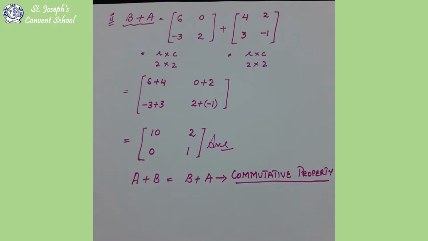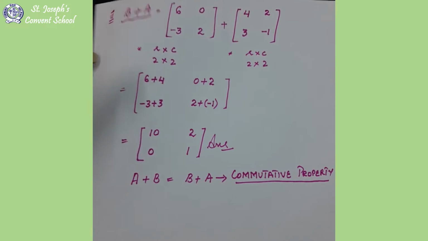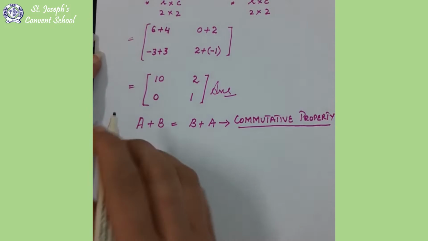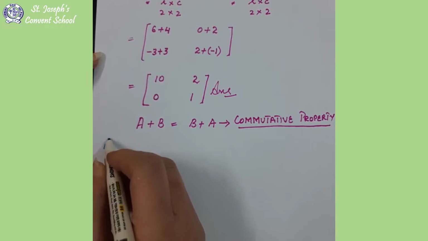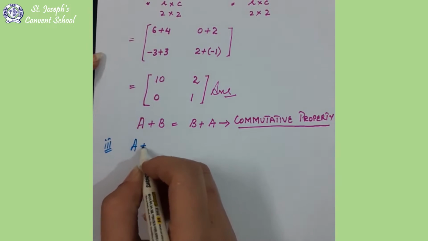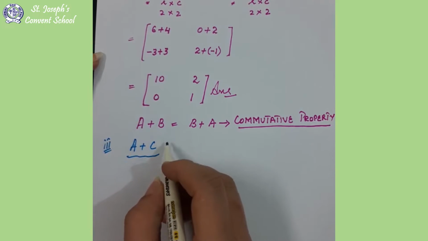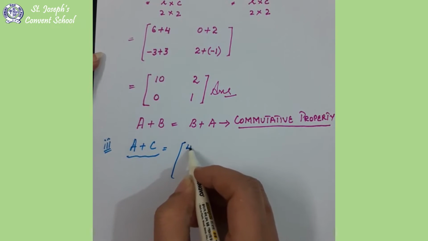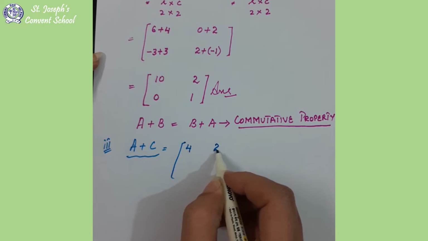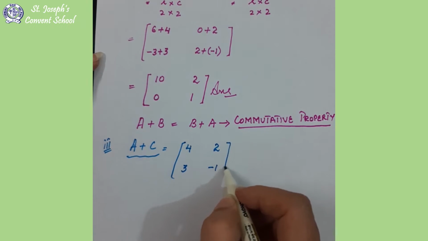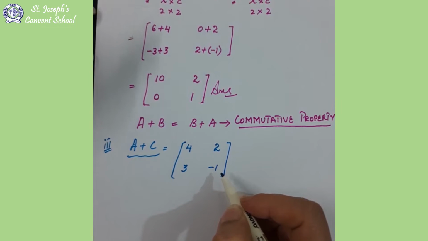Now let's do the third part. Third part is to find A plus C. Now we will write matrix A first. Matrix A in the question is 4, 2, 3, minus 1. Okay, this is matrix A.